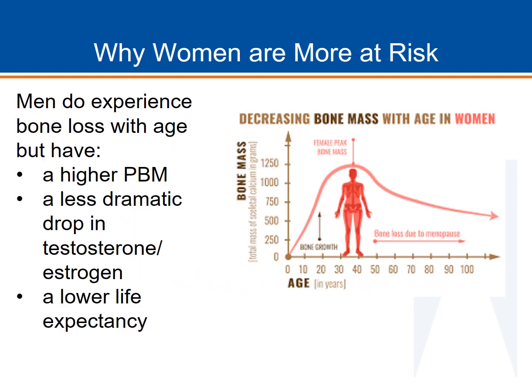From the concept of peak bone mass, I want to talk about why women are more at risk for osteoporosis than men. But first of all, it's very important that you do understand that men also experience bone loss with age and that they do develop osteoporosis. However, they are less at risk than women are because they start with a higher peak bone mass in the first place. Secondly, they have a less dramatic drop in the sex hormones compared to women with age. And third, they also have a lower life expectancy. So as you go on to the right of this diagram, you see that bone loss related to age increases over time. So because women have a longer life expectancy, they also reach the older ages where osteoporosis becomes more severe.